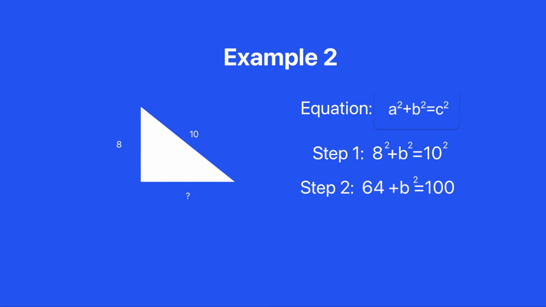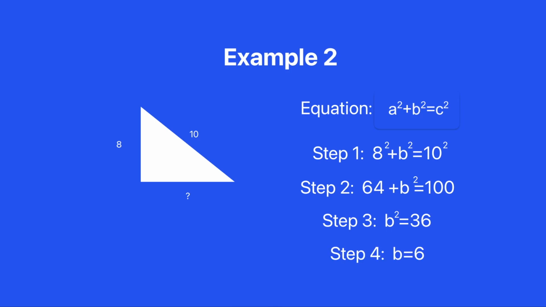Step number 2 is also the same as the first one, as we have to do what we already know. And we know that 8 squared is 64, and we know that 10 squared is 100. In any algebraic expression, we always have to isolate the variable, so we move the 64 to the right side. So we have to do this by counteracting the positive 64 by subtracting 64. 100 minus 64 equals 36.